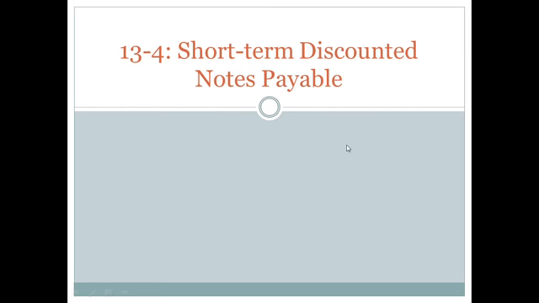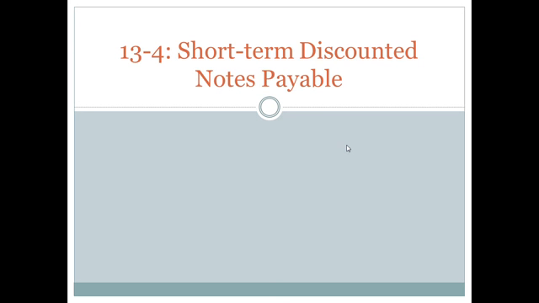So in one of the previous videos we talked about a traditional interest-bearing notes payable where we borrow one amount early and then accrue interest and pay the note, both principal and interest, at the maturity date. Short-term discounted notes payable work a little bit differently.